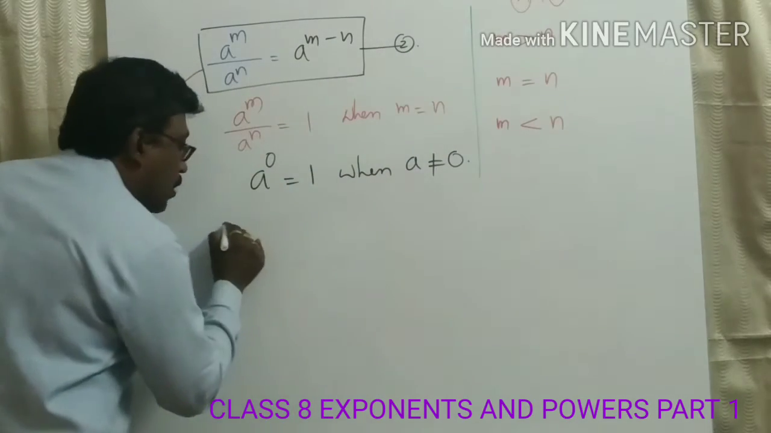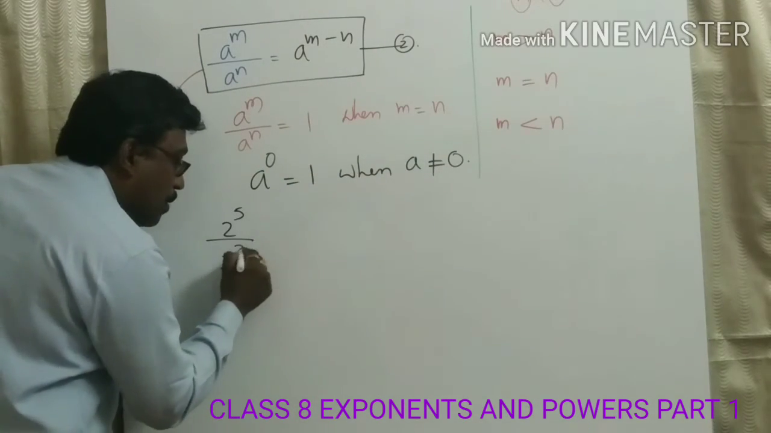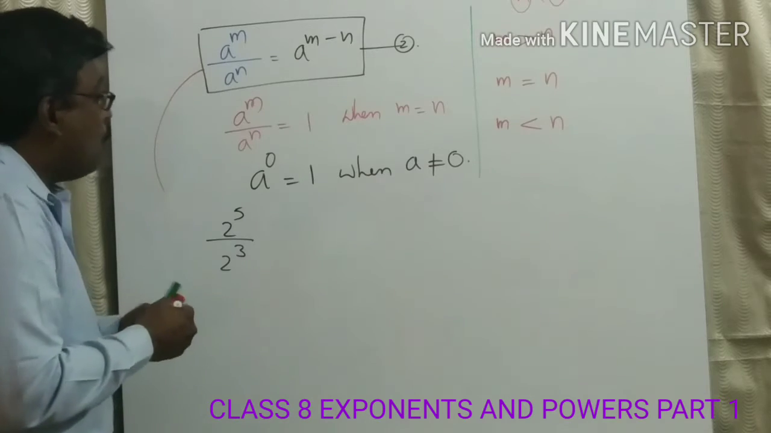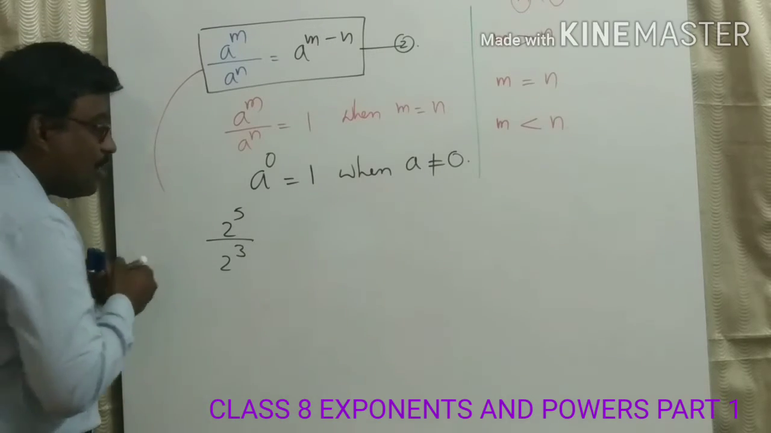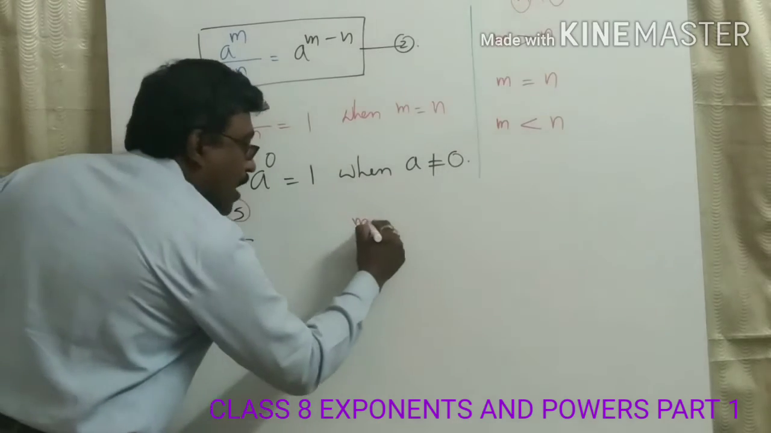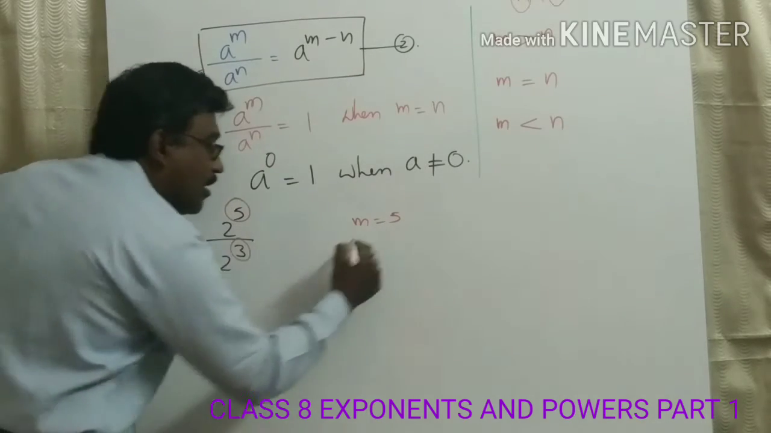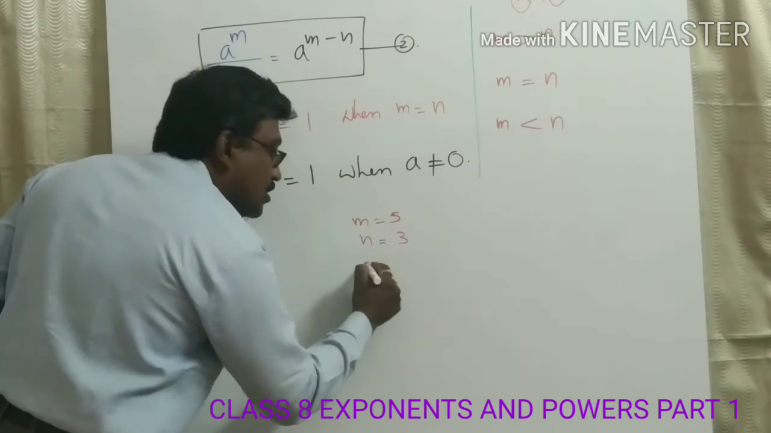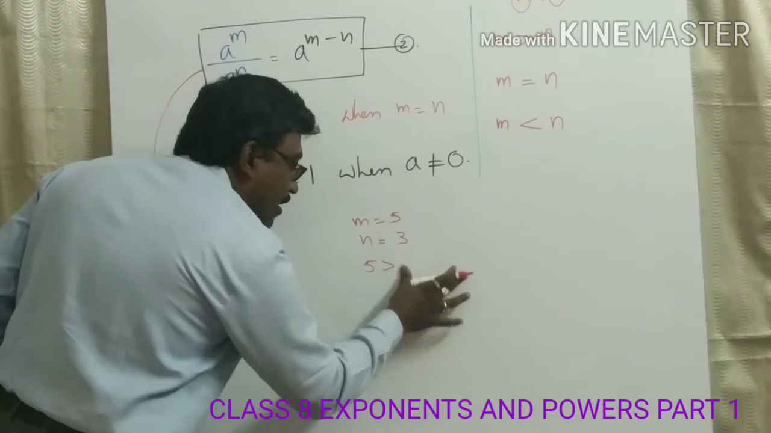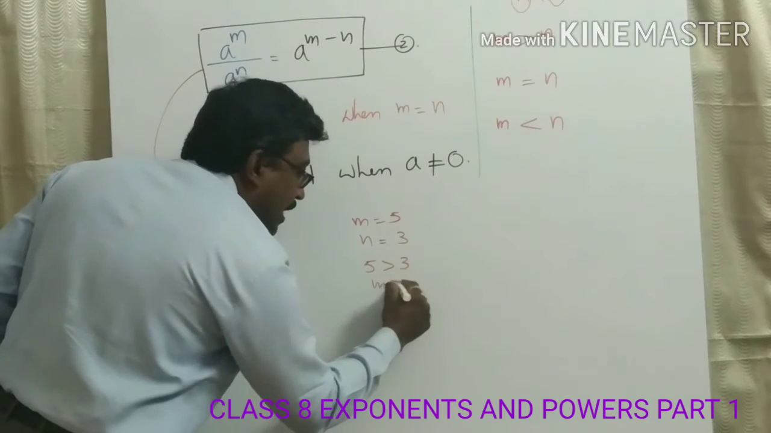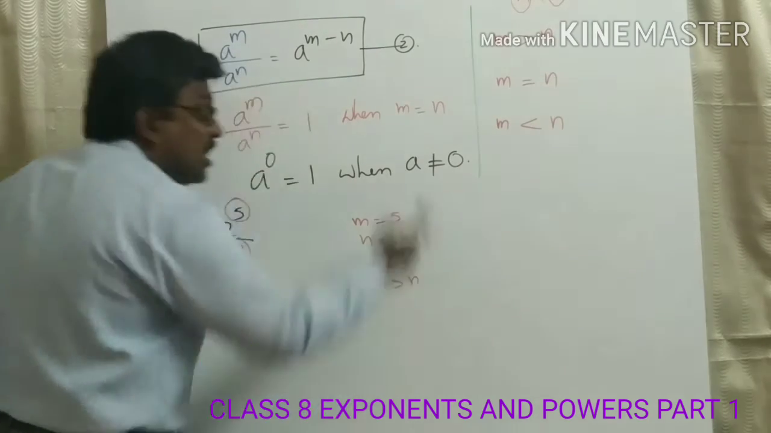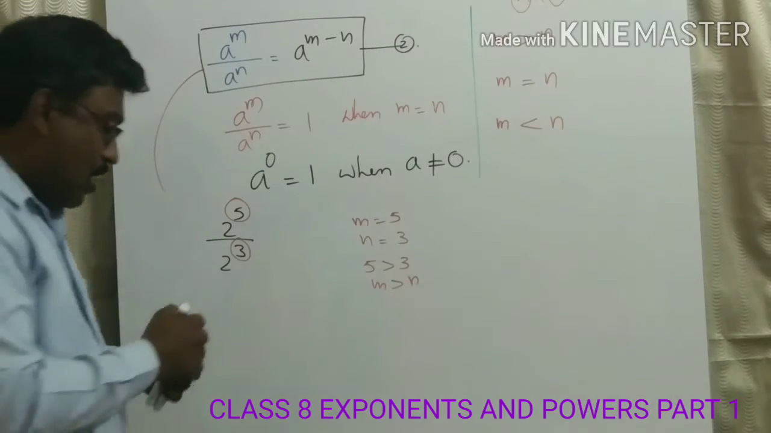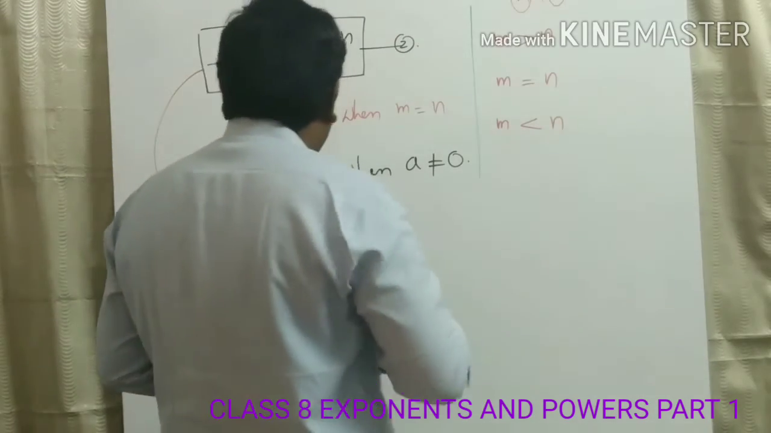Now, if m is greater than n, so 2 to the power of 5 by 2 to the power of 3. Now, what is m here? m is 5. What is n here? n is 3. So 5 is greater than 3, so m is greater than n. So that is my first one. Okay. Now the second one.